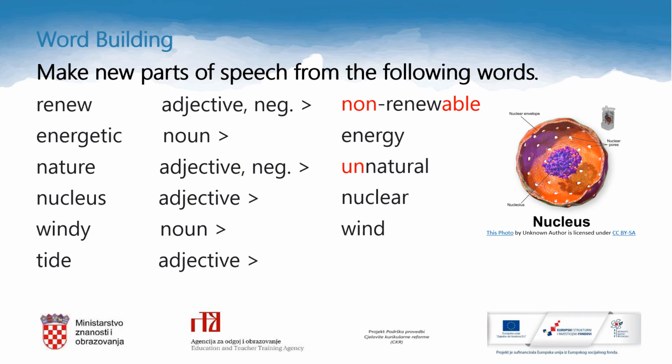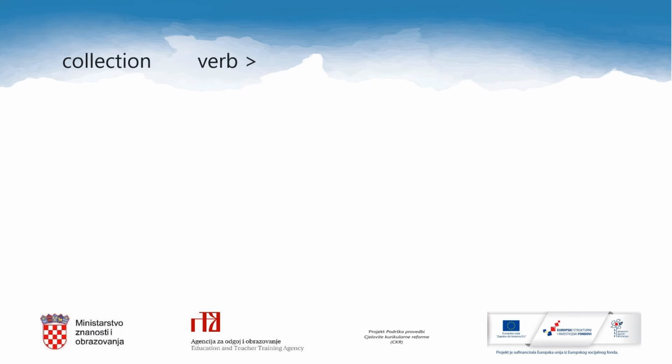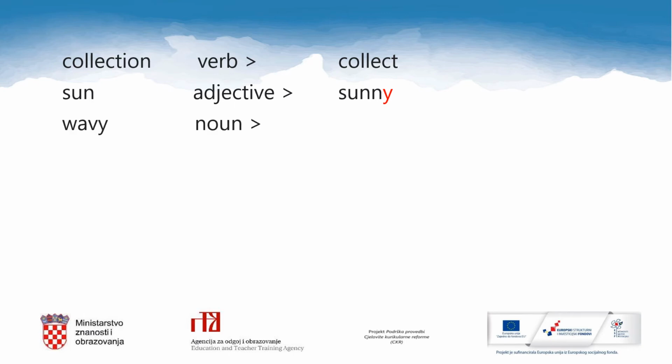Tide, miena, plima, oseka. Now we need an adjective. Tidal, remember, tidal waves, plimni valovi. The verb collection, it's a verbal noun, and now we need a verb. Yes, to collect. The noun sun, we need an adjective, and it's sunny. An adjective, wavy, has to become a noun. Yes, wave, tidal waves.